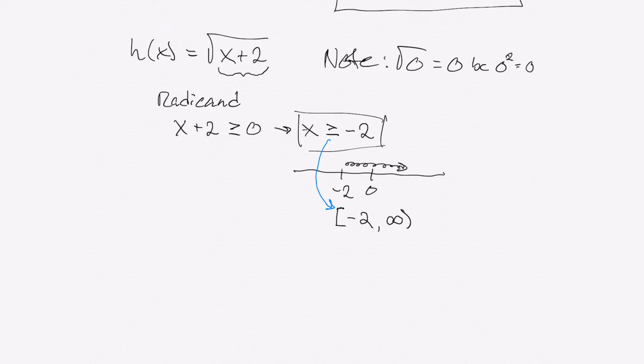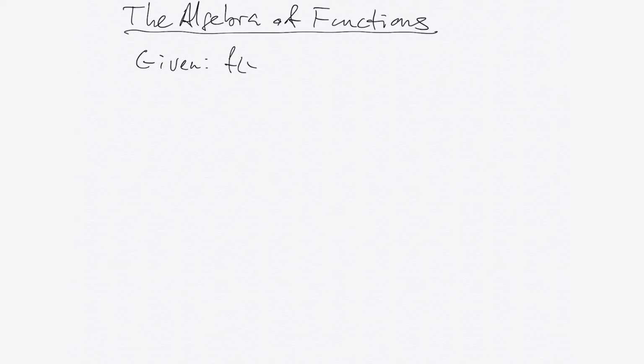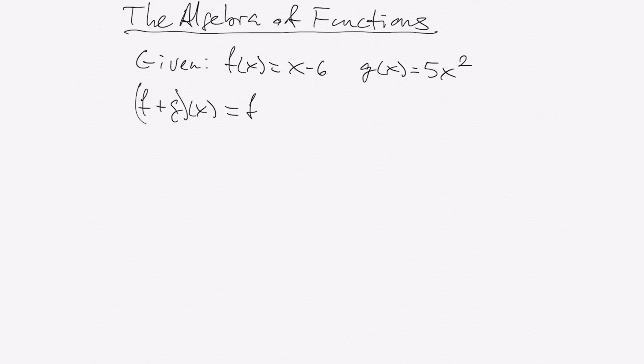All right, so let's look now at the algebra of functions, which involves adding, subtracting, multiplying, and dividing functions. So let's give ourselves a couple of functions to work with. We can take our two functions, f and g, and add them together. Sometimes you'll see it written like that. Sometimes it will be written like this. That statement is equivalent to writing f of x plus g of x and keeping them separated.